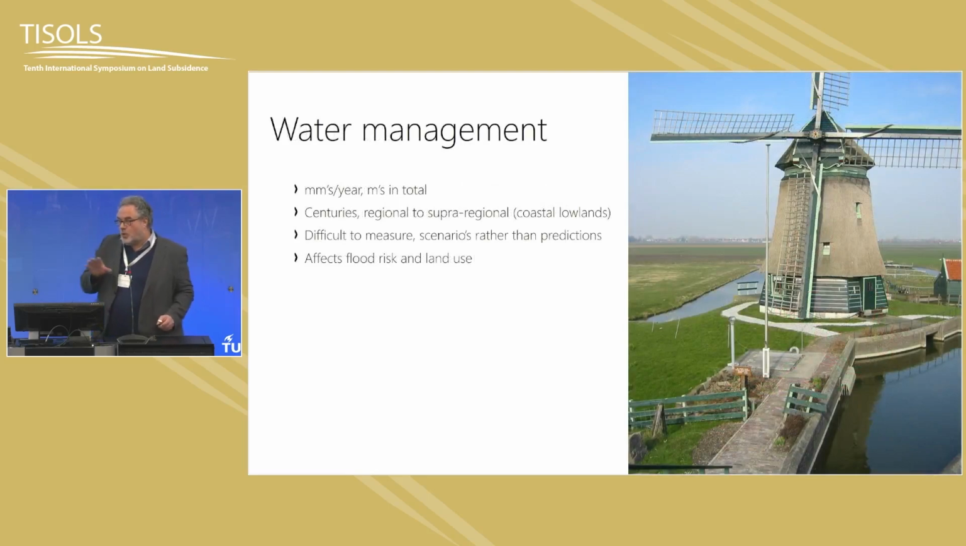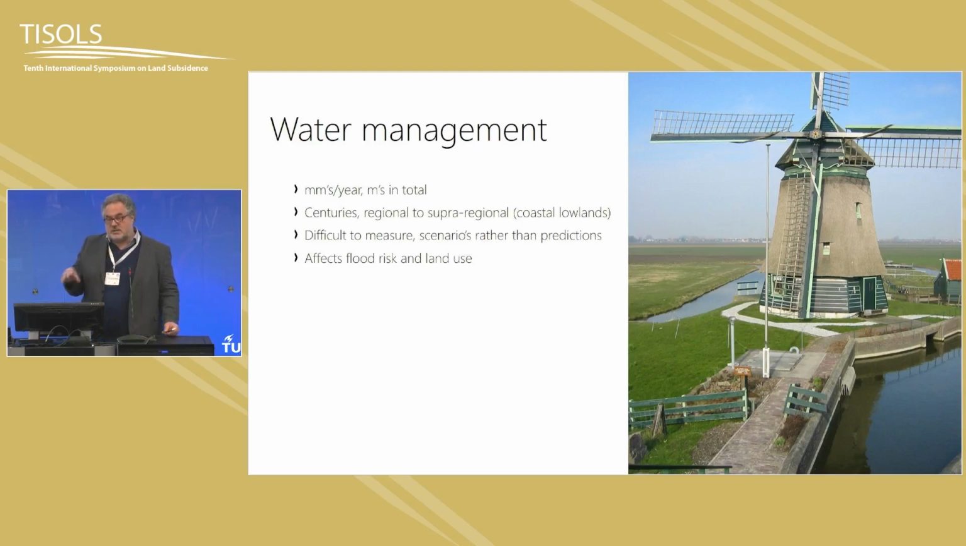So water management causes the lowlands to sink at rates that would be expressed in millimeters per year. But as we have been doing this for quite a long time, the end product can be expressed in meters. I will show you later on.